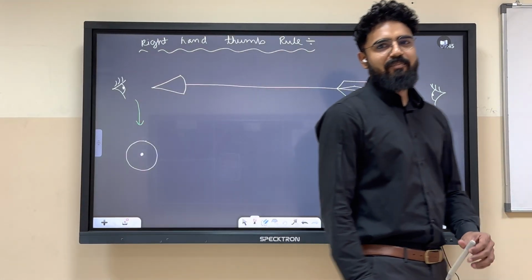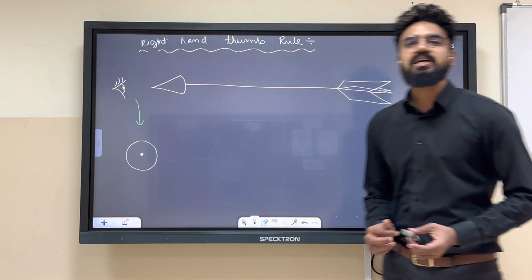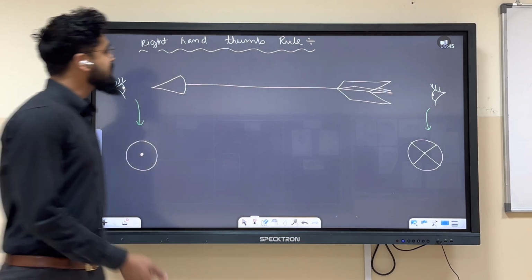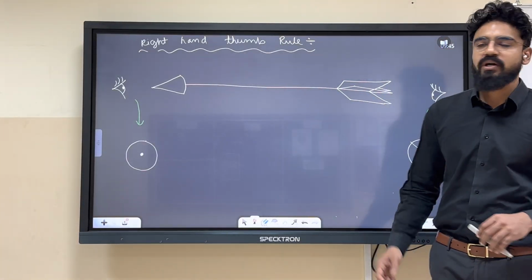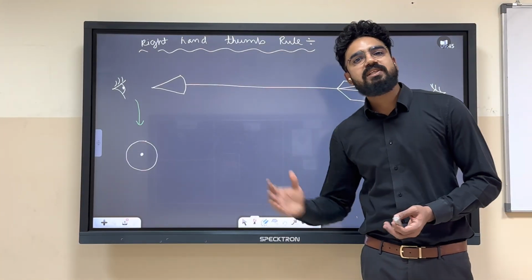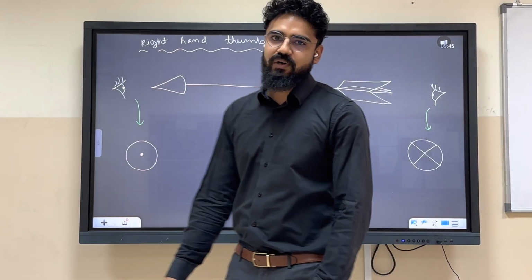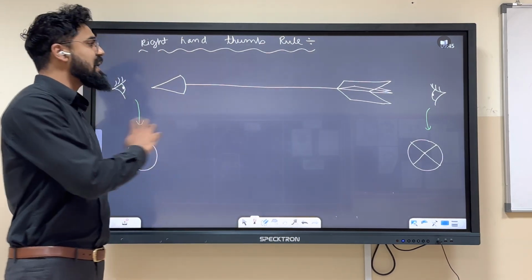So this is lecture number 2 for moving charges and magnetism. Firstly, we are understanding the right hand thumb rule. If we are not able to understand this completely, then there's no meaning to learning this whole chapter. So let's quickly do the right hand thumb rule once again.